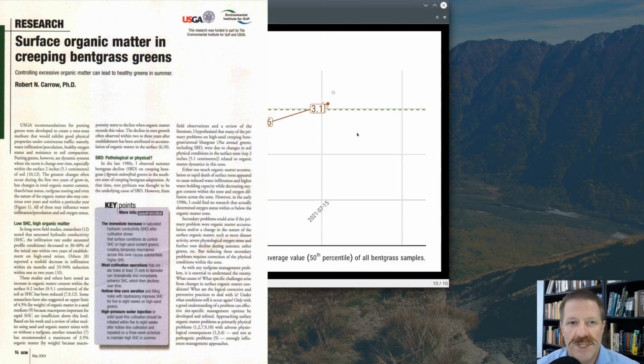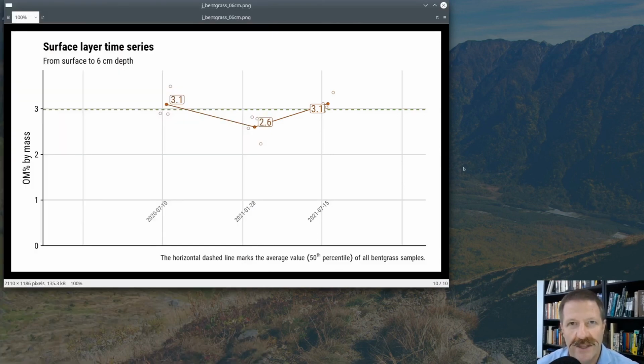With the OM246 testing, you are able to also get that value and make calculations. In this case, I'm showing from a 0 to 6 centimeter depth, but we can also make that calculation from a 0 to 5.1 centimeter depth, which would be 2 inches. So that is the surface layer time series, which is interesting to look at, although you don't see as much change here as you would see right at the surface in the top 0 to 2 centimeters.